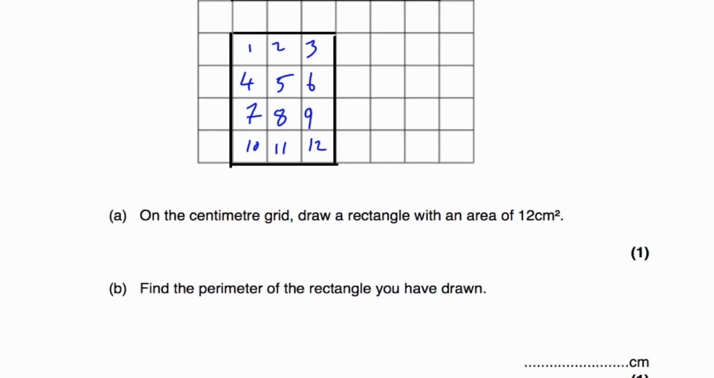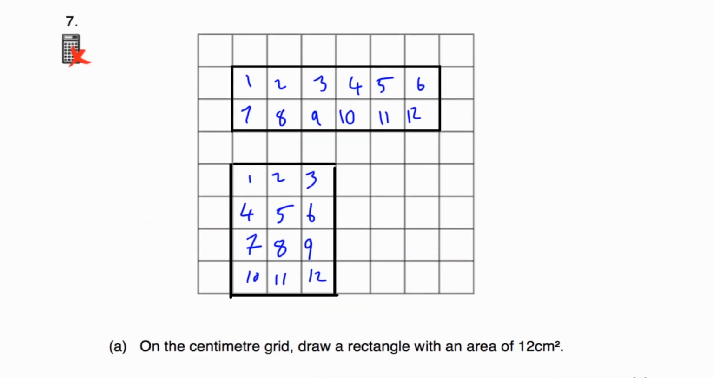And then part B says find the perimeter of the rectangle you've drawn. So let's find the perimeter of each of these in case you've drawn one like this or one like this. So for this one, the perimeter, let's start here. So we've got 1, 2, 3, 4, 5, 6 centimetres to get to here, 7, 8 to go down to here, going across 9, 10, 11, 12, 13, 14. We're now here, going up to 15, 16. So the perimeter of this rectangle would be 16 centimetres.